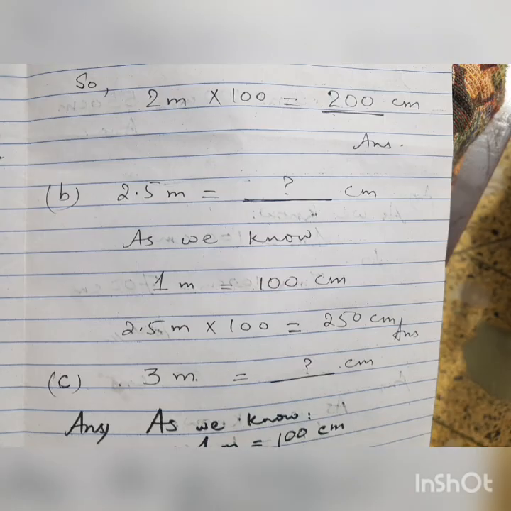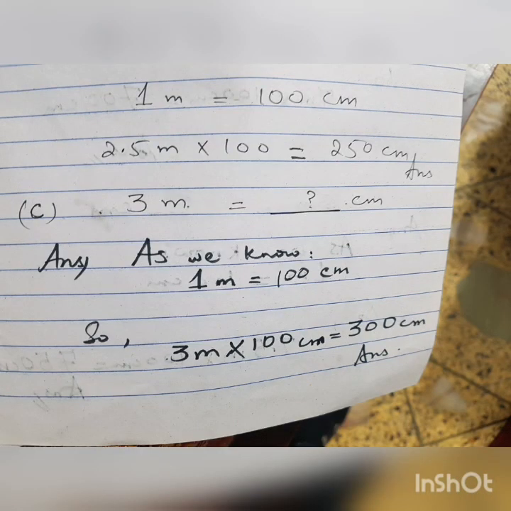Okay, next question is 2.5 meter is equal to dash centimeter. You have to convert 2.5 meter into centimeter. So the same procedure you will follow. You will write first step, as we know, 1 meter is equal to 100 centimeter. 2.5 meter multiplied by 100 will be equal to 250 centimeter. It is the answer.